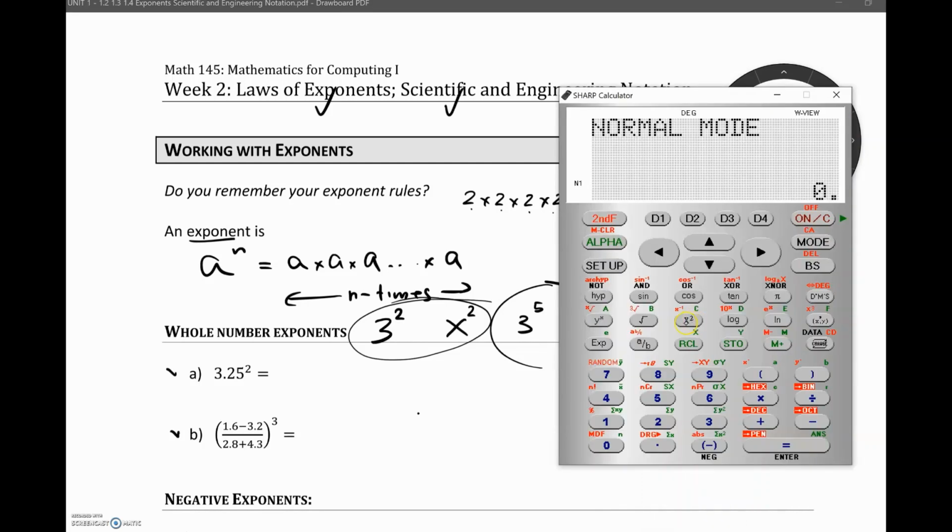So if we look, we see that there is an x squared button right here, and the y to the x is right here. So let us first find 3.25 squared. So we enter 3.25, then the x squared button, then enter. I'm getting a mixed fraction. I press change, which is just before data here. Now I get an improper fraction. I do it once again. I get 10.5625.